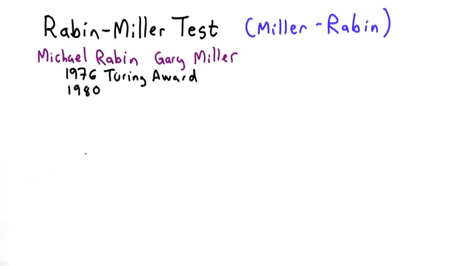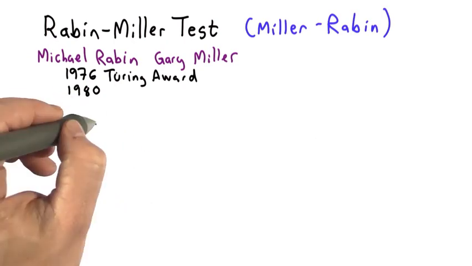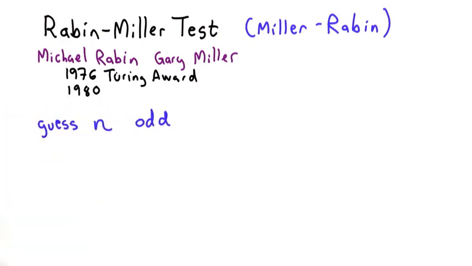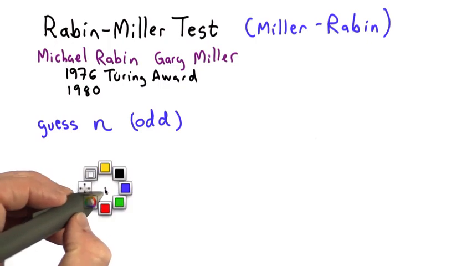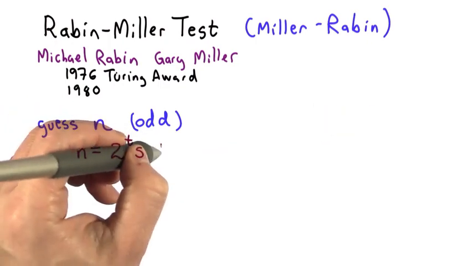So here's how this works. And I'm not going to cover the mathematics behind it, but just enough to be able to implement the test. We're going to start with our guess n, which must be odd. Obviously, if it's even, it's not prime. And because it's odd, that means we can write it as a multiple of 2 plus 1. So that means we can break n into 2 to some power t times s, plus 1.